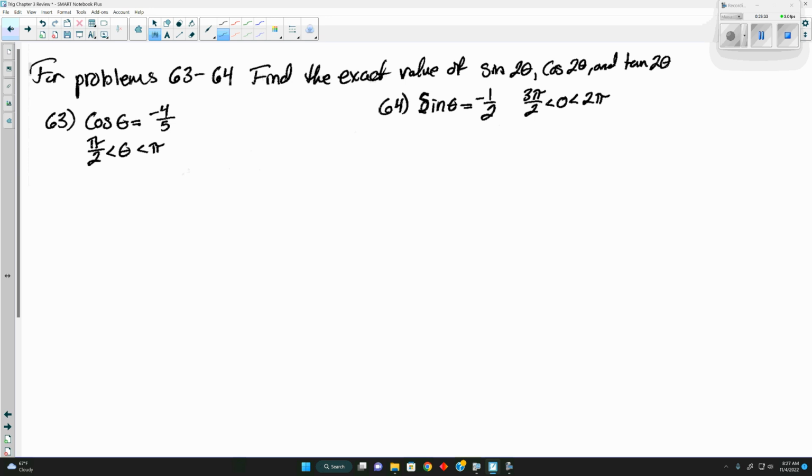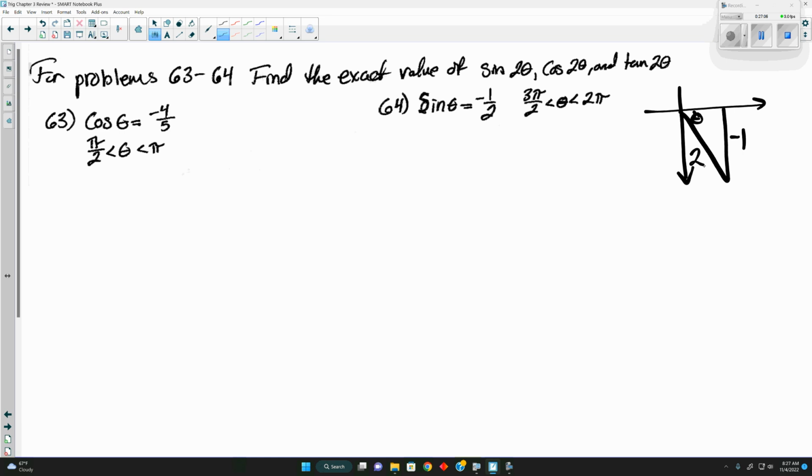Problems 63 and 64: find the exact value of sine of 2 theta, cosine of 2 theta, and tangent of 2 theta. I'll just pick this one here. And again, all this is setting up our triangle. It should be theta. Now they tell us sine of theta is -1/2. Opposite over hypotenuse.